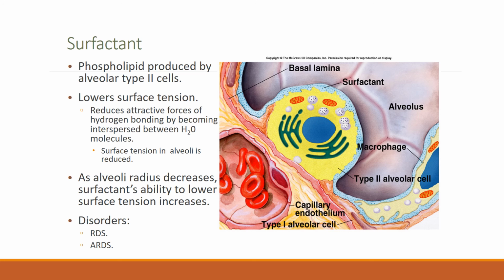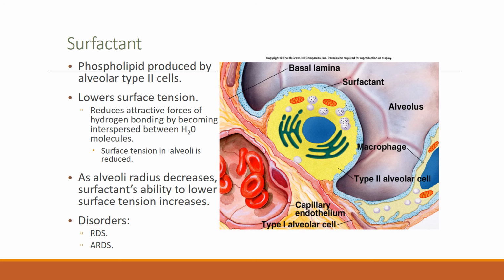So as the alveoli decrease with expiration, surfactant has an increased ability to decrease surface tension. This is predominantly due to attractive forces of hydrogen bonding between the water molecules, which allows for that decrease in surface tension. One mechanism that our body has is that the surfactant becomes more concentrated as the alveoli get smaller during expiration. And so this helps keep them from collapsing on one another.